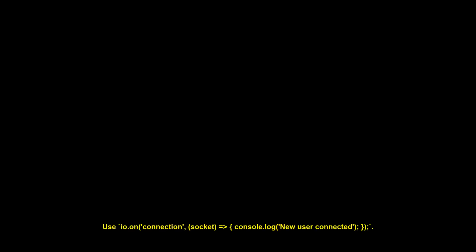Next, add a basic event listener to handle connection events. Use io.on('connection', socket => console.log('new user connected')). This code will log a message each time a new user connects.